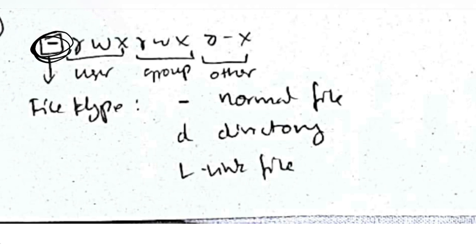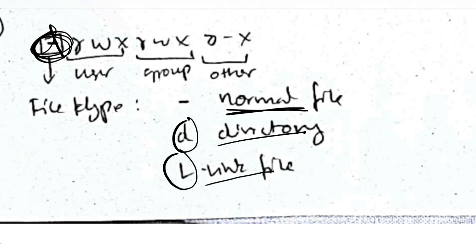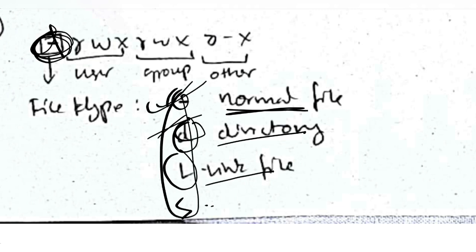The first one is the file type. If it is a dash, it means it's a normal file. If D is written in place of dash, it will be a directory. If L is written, it's the link file. If S is written, it's something like a symbolic file. But these are the 3 main things, dash or D. Okay, these are the 2 only main things, dash and D.